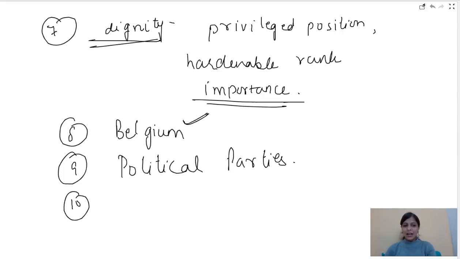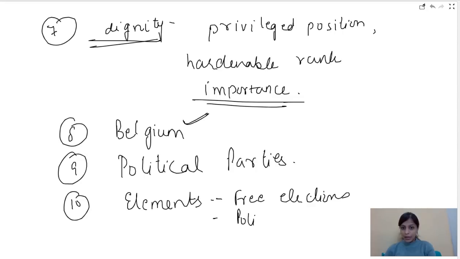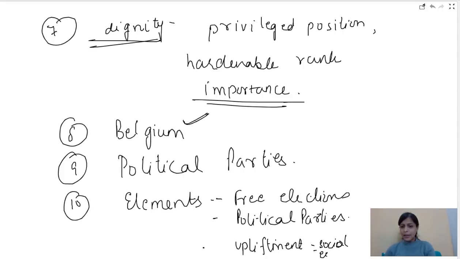Okay, guys, if I talk about the important elements of a democracy again, you can also talk about free elections. Other elements of democracy are political parties, since we just talked about them. And there is the right of citizens for upliftment, may it be in the socio-economic field, in the social area, or in the economic field. So it's very important to work for the upliftment of the people.